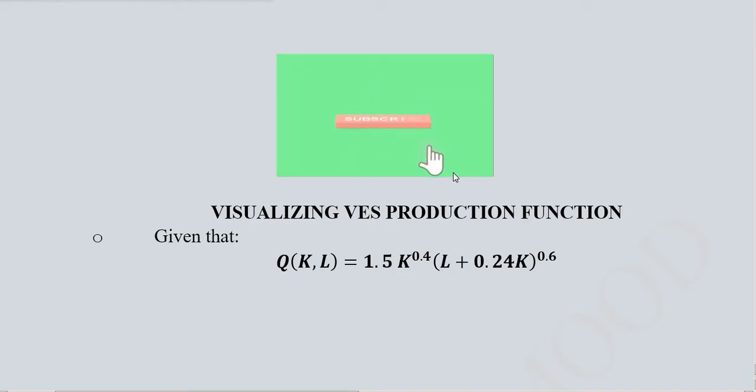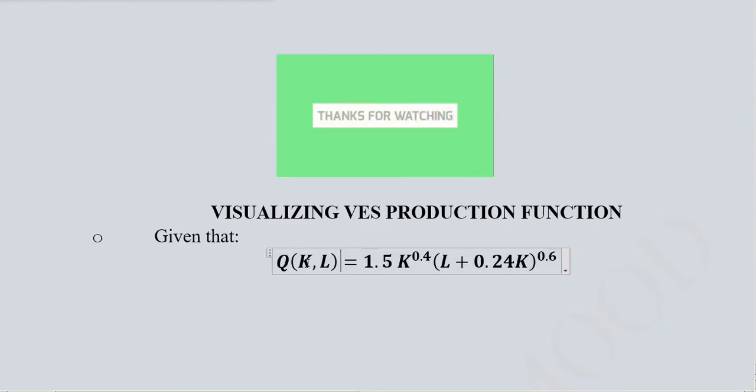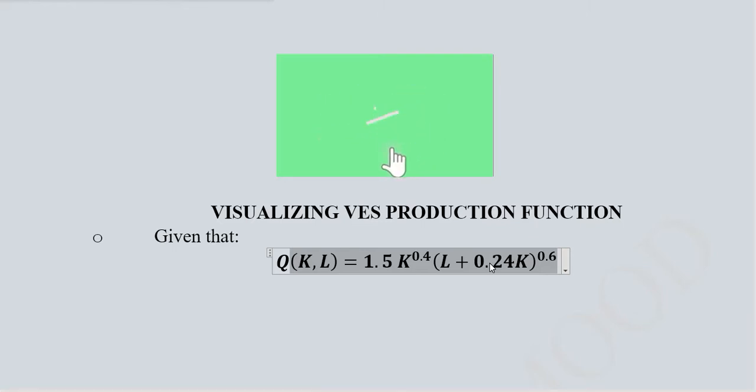Hi there. In this video, we will learn how the VES, that is the variable elasticity of substitution production function, looks like when we plot it in a 3D diagram and how its surface looks like. This is the production function that we have been using in our previous examples, where we calculated its marginal product, where we calculated the shares, as well as we found the equilibrium condition. Here we are going to visualize the same VES production function.